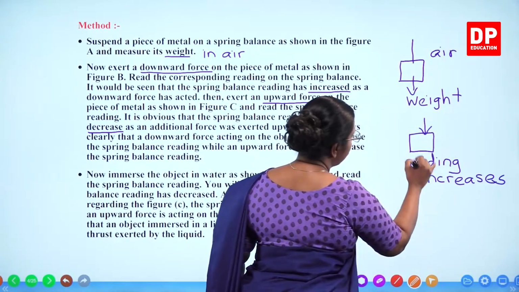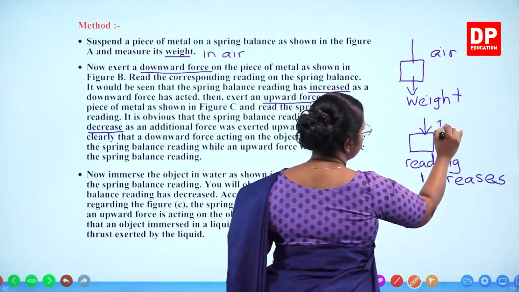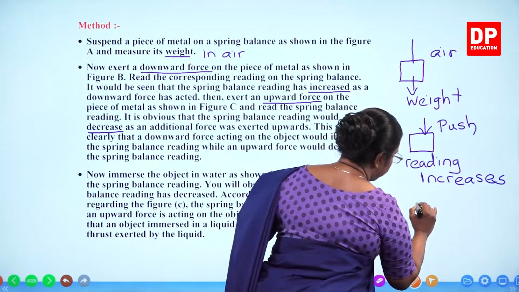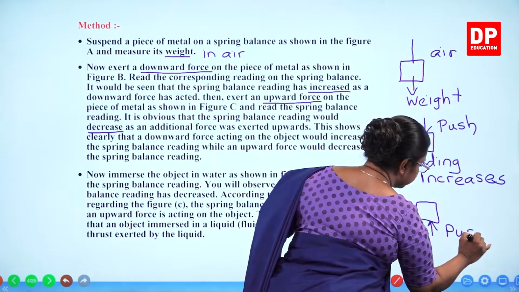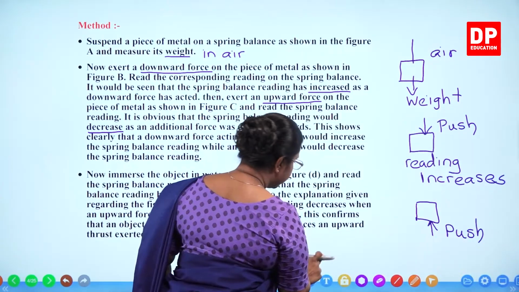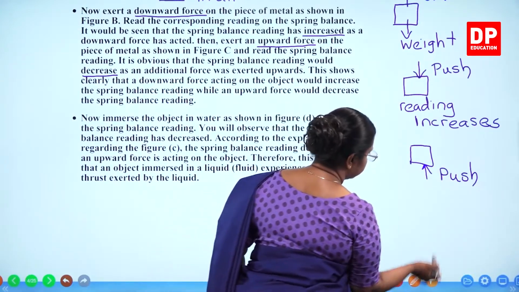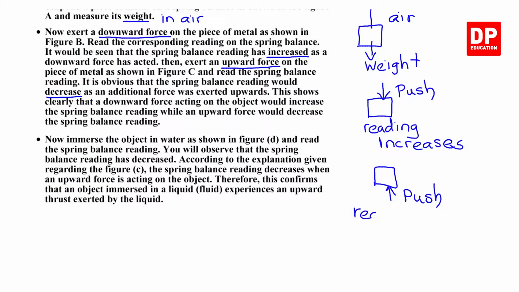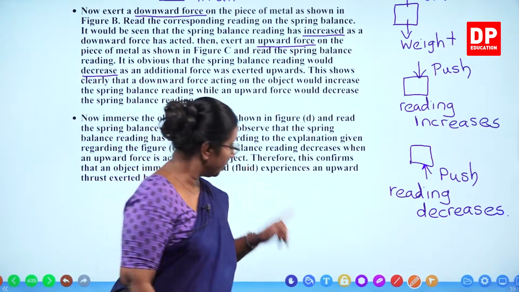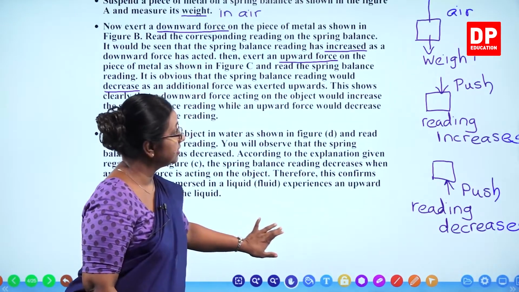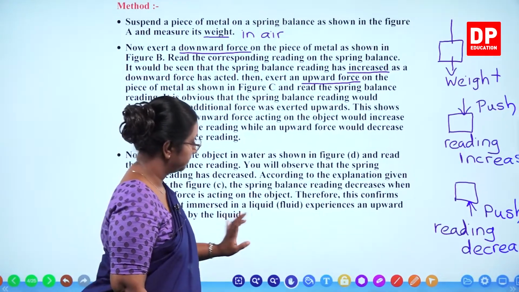Why? The weight is down, and you give a push downwards. But when you push it upwards, what happens? The reading decreases. So I'm sure you all can understand that clearly. So now we are trying to understand upthrust.